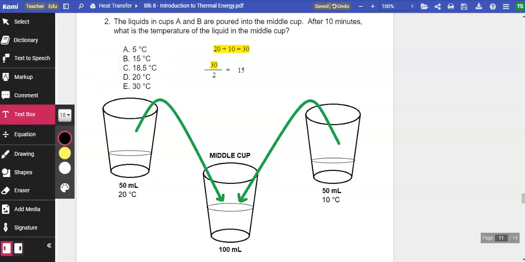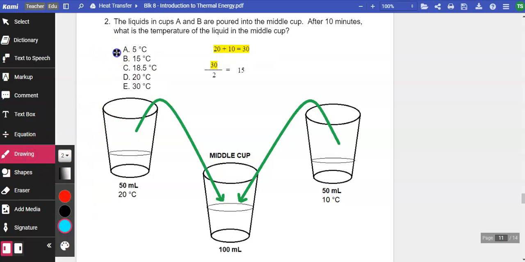So hopefully at this point, many of you are thinking you would just take the average of 20 degrees and 10 degrees. And that is accurate. So this would be your math work up here. You would take the temperature of the 2 original substances, add them together, and then find the average of that temperature, the combined temperature. So there's 2 objects in the system, so it would be 30 divided by 2, which is 15. So the correct answer would be 15 degrees as your thermal equilibrium temperature.